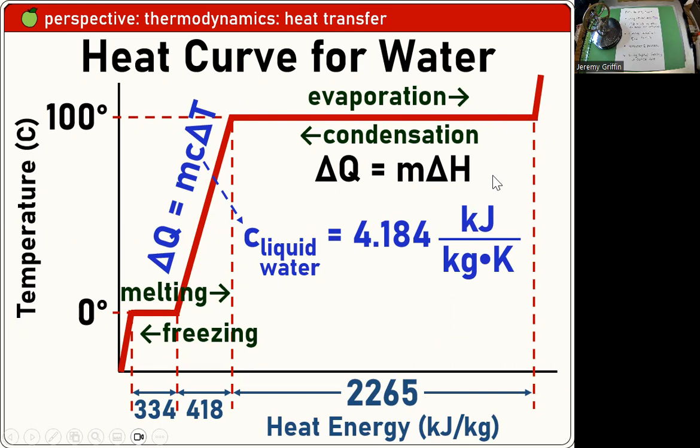And there's some numbers attached to that. This line has a slope, and the reciprocal of that slope tells you how much energy per unit mass and temperature. The reciprocal of the slope is called specific heat capacity, and water has a very large specific heat capacity. What that means is that this slope is relatively shallow compared to other materials.